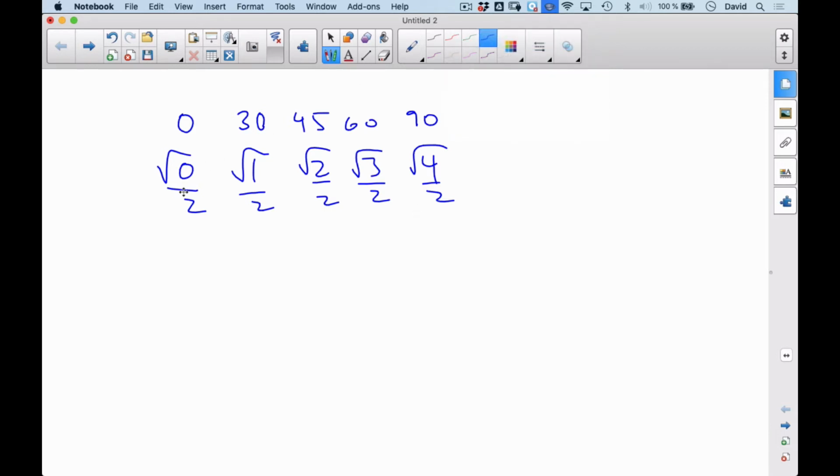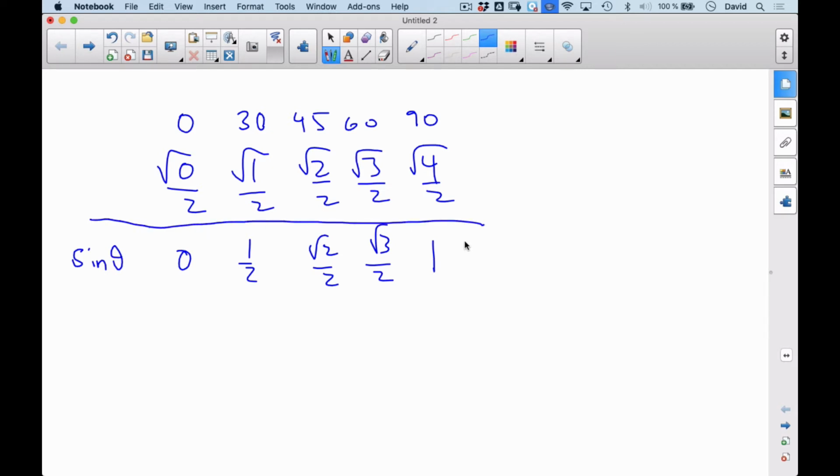What we're going to do, watch up here. Square root of 0 is? 0. Divided by 2? 0. Square root of 1? Divided by 2 is 1/2. Square root of 2 over 2 is just square root of 2 over 2. Square root of 3 over 2. Square root of 4 is? 2. 2 divided by 2 is? 1. So what you've just found now is sine of theta.